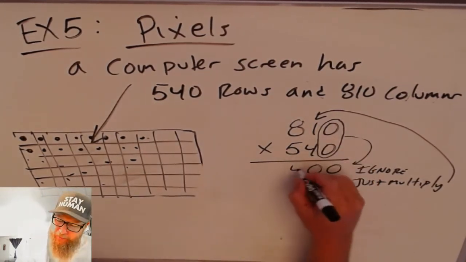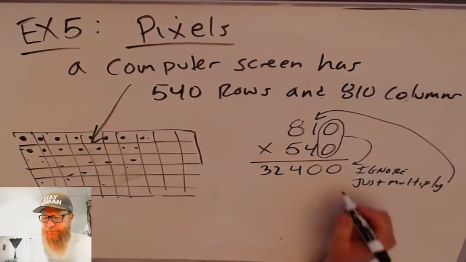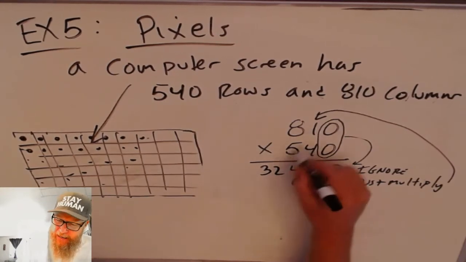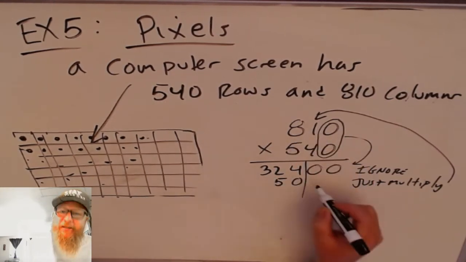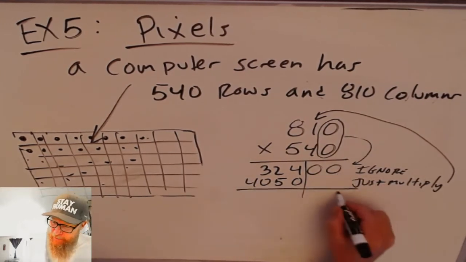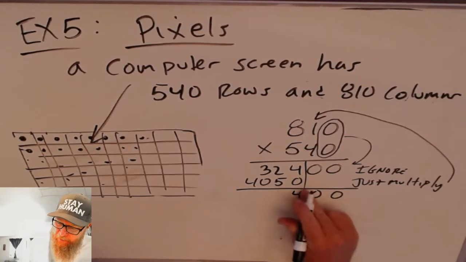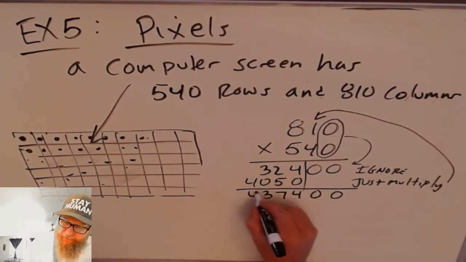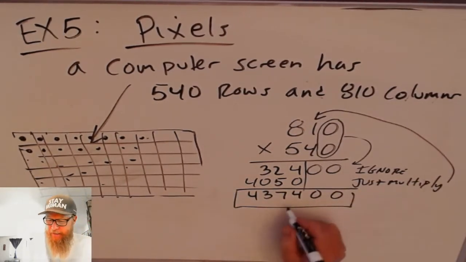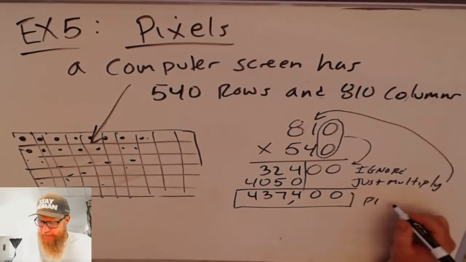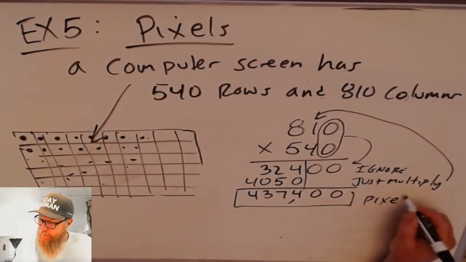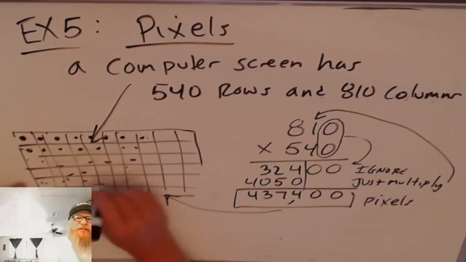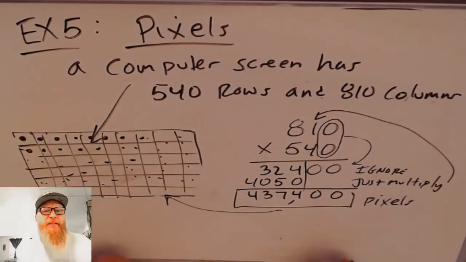So 4 times 1 is 4. 4 times 8 is 32. 5 times 1 is 5. 5 times 8 is 40. And now I'm going to bring down those zeros. Bring down the 4. 2 plus 5 is 7. 3 plus 0 is 3, and then 4. And so it would be 437,400 pixels. The entire screen. That's how many dots. That's a lot of little dots.